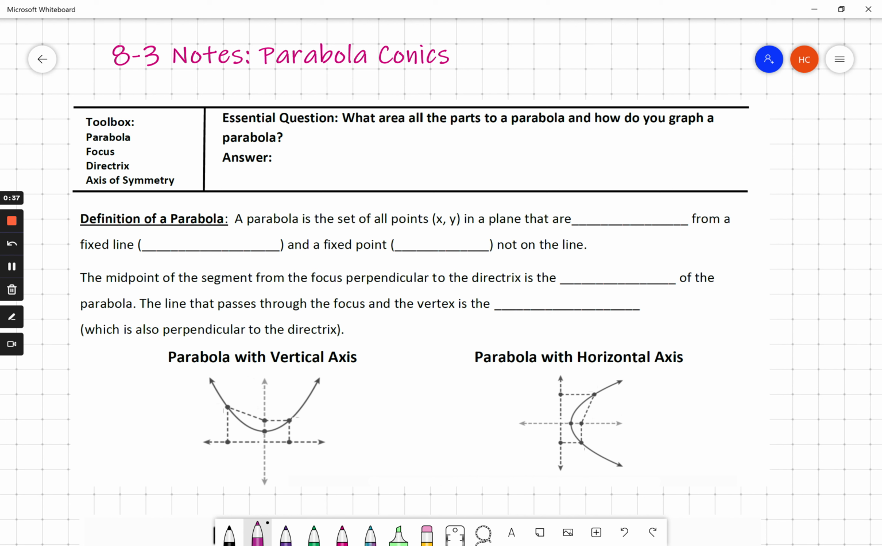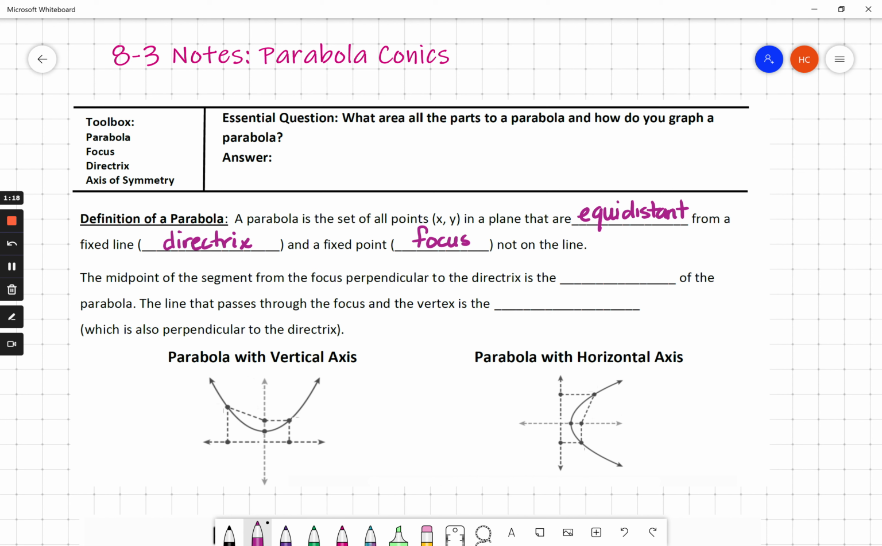So what are all the parts to a parabola and how do you graph a parabola? Well, here we're going to begin with the definition of a parabola. A parabola is the set of all points, x and y in a plane, that are equidistant from a fixed line, which we are going to call the directrix, and a fixed point called the focus.